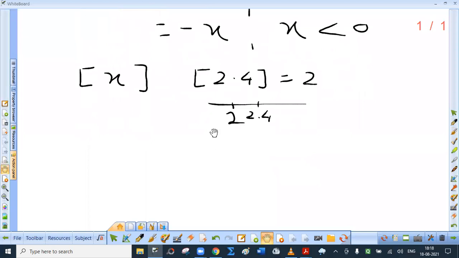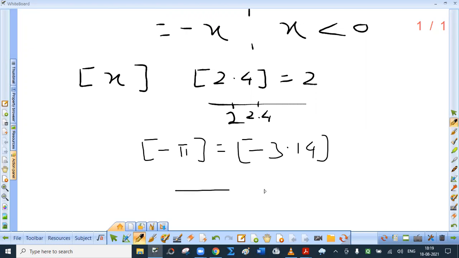What is step value of minus pi? That is minus 3.14. Nearest integer to the left. This is minus 3. This is minus 4. So this is say minus 3.14. So what is its step value? Will you say minus 3? No. Minus 3 is greater than minus 3.14. So step value of minus 3.14 is minus 4. So nearest integer to the left. So this is about step function.